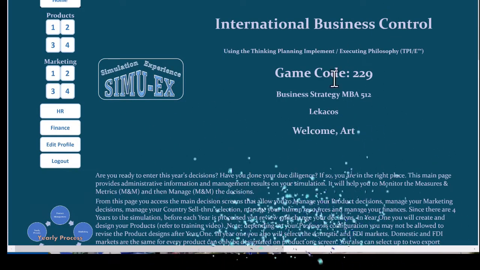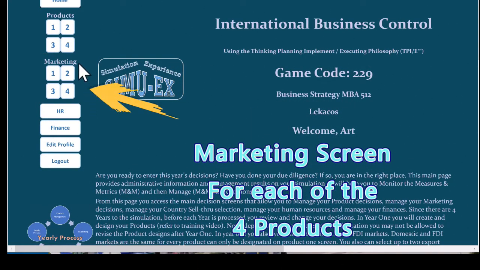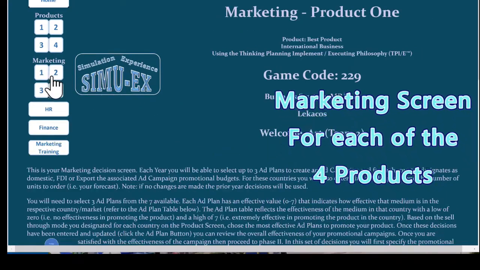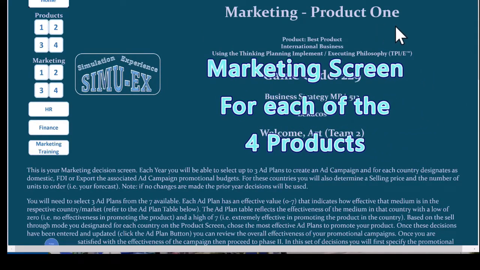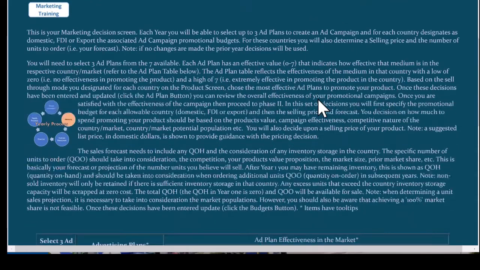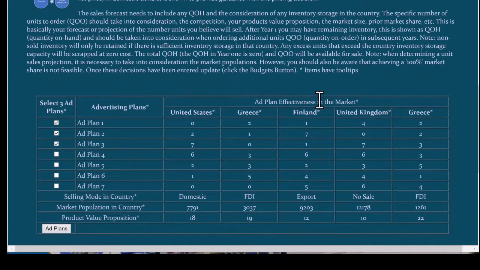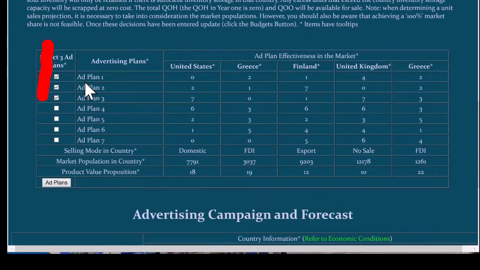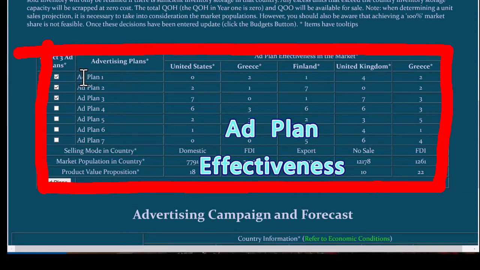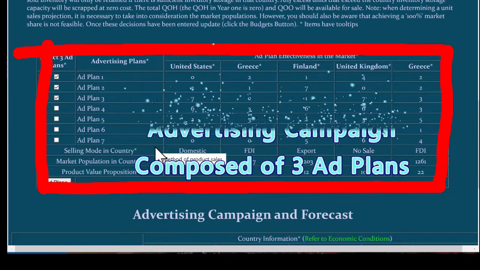Once we have designed the product or products, the next step is to then proceed to market these products. And similar to the decision screens we had for the 4 products, we have 4 decision screens for marketing. Similar decisions are going to be made in the marketing environment as we did in the product environment. The first set of decisions is to create an advertising campaign for the specific product. An advertising campaign is made up of 3 ad plans.